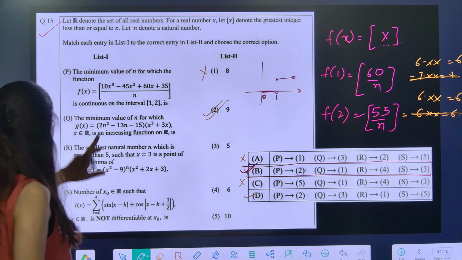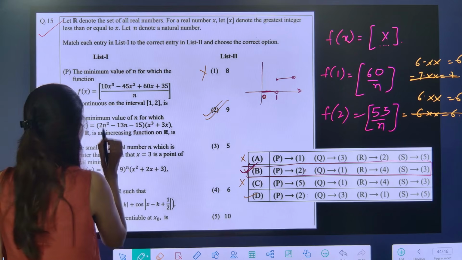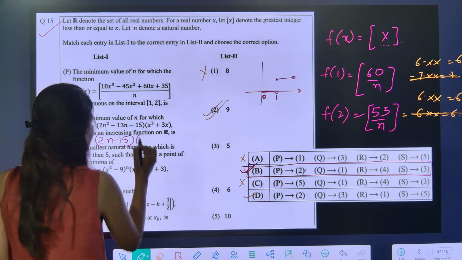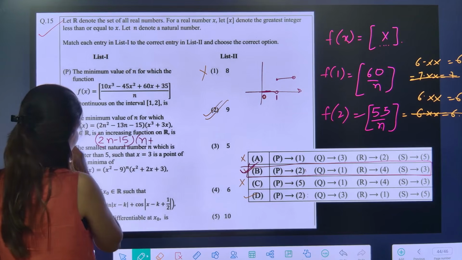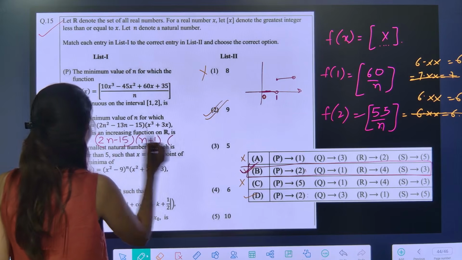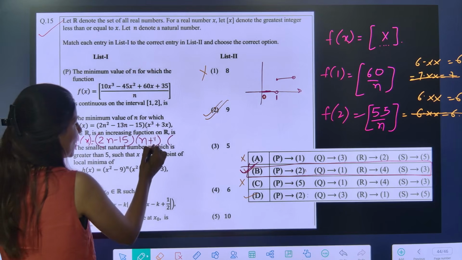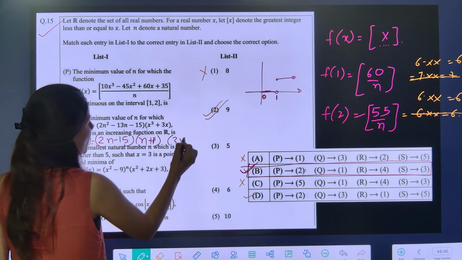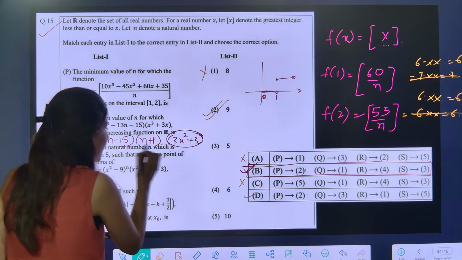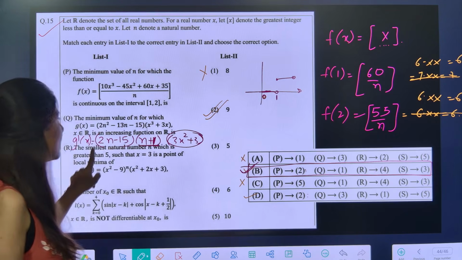Now this option, for which value of n is this minimum? First of all, this is 2n minus 15 and n plus 1. If you differentiate, g dash x, we are calculating increasing and decreasing, that's how we calculate, g dash x is 3x square plus 3. Please note that this is always positive. So n plus 1 and 2n minus 15 should always be positive.